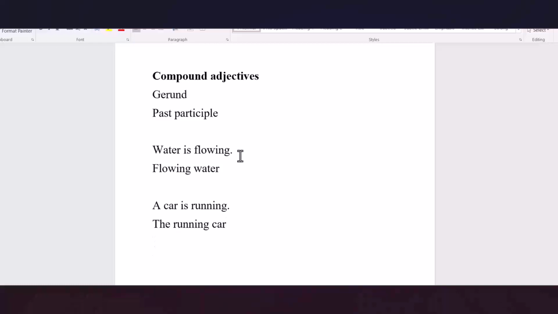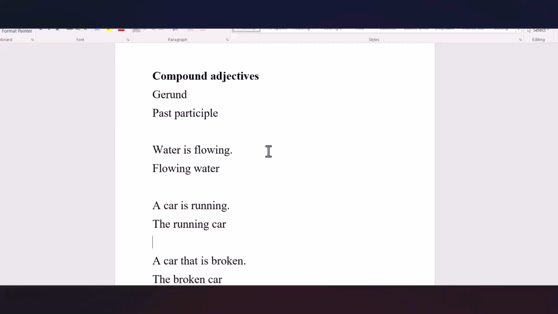Sometimes we see a car that is broken. When we refer to this car, we say the broken car. Can you see the role of gerund as an adjective or past participle as an adjective?